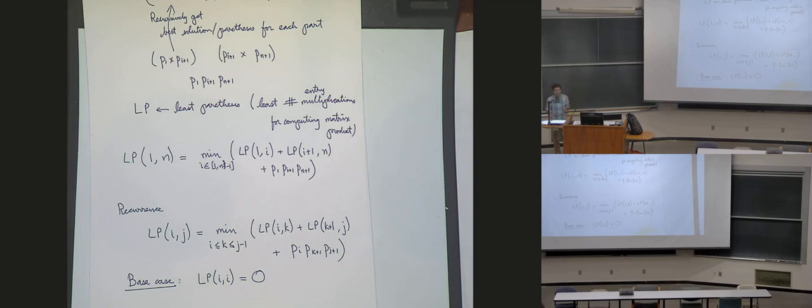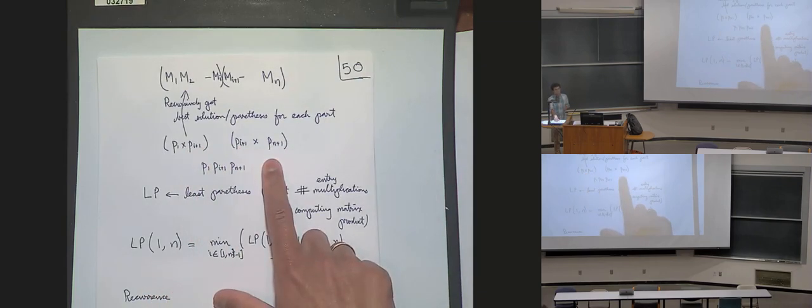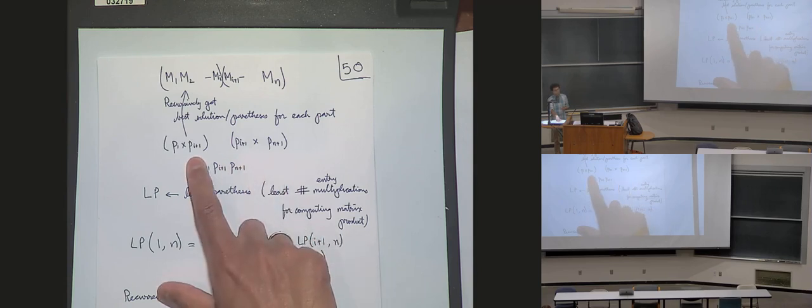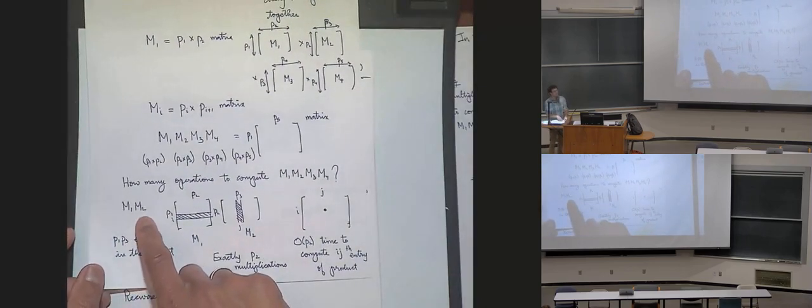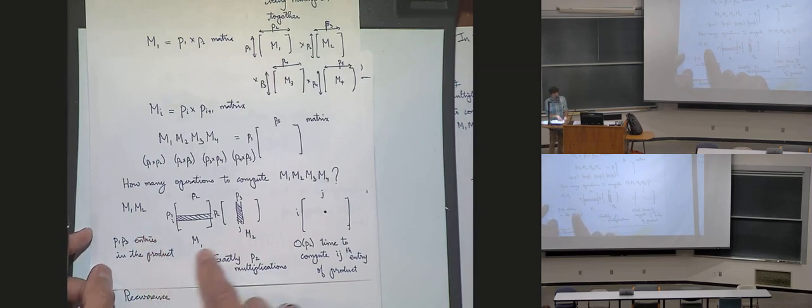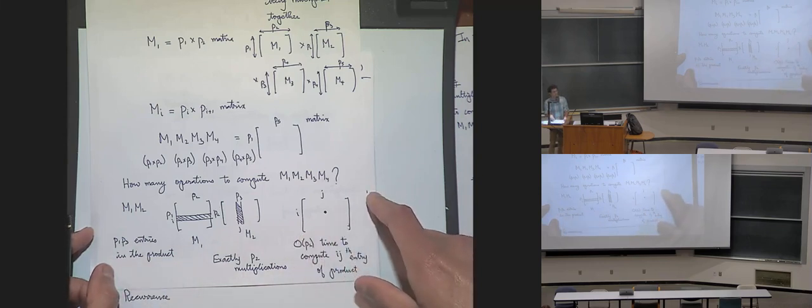So for the top one, it's P1 times Pi plus 1, and then the other one is Pi plus 1 cross Pn plus 1? Why is the first one Pi plus 1 and not Pi? Okay, so if you look at just multiplying M1 times M2, the matrix you get at the end is a P1 cross P3 matrix.